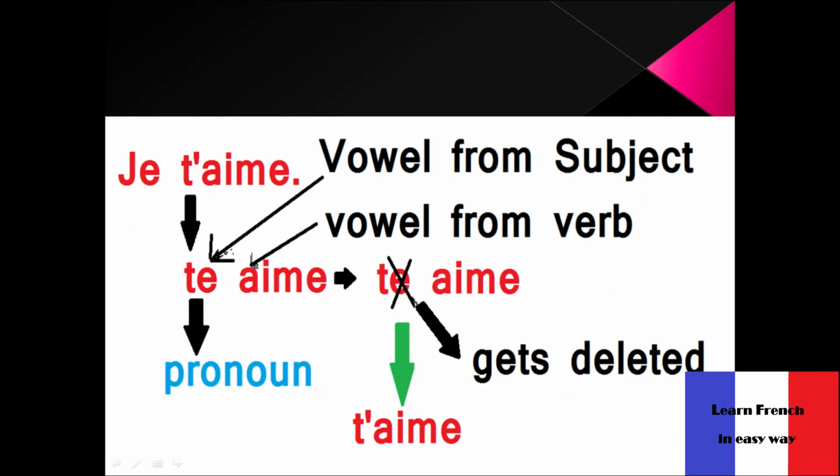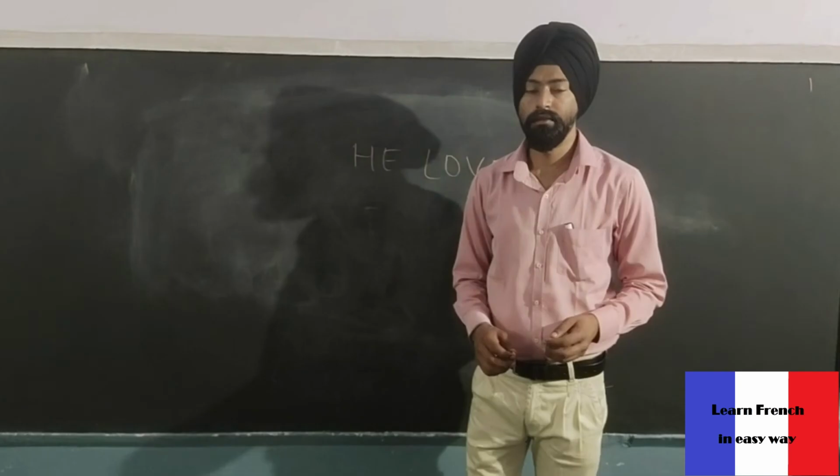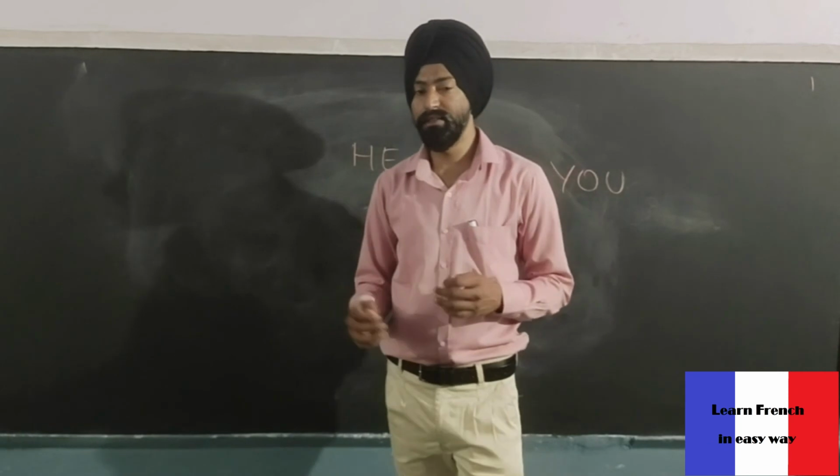The subject pronoun, and the pronoun giving the meaning you, and now here is the rule as we discussed earlier of omission or deletion that comes into play when two vowels come together. The first one gets deleted from the subject, then it is joined with the help of an apostrophe, giving one sound. So it becomes je t'aime. Then comes il t'aime, meaning he loves you. Let's see how it is also formed. Now you see je t'aime is I love you.